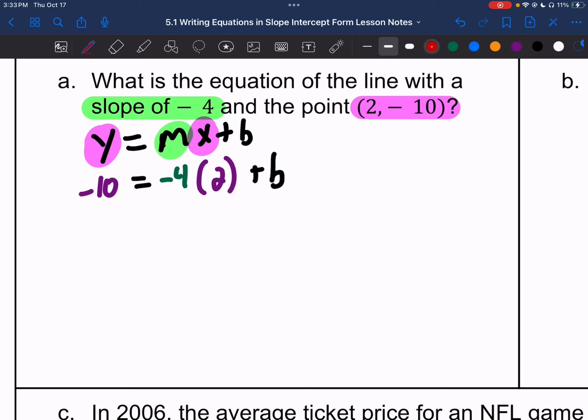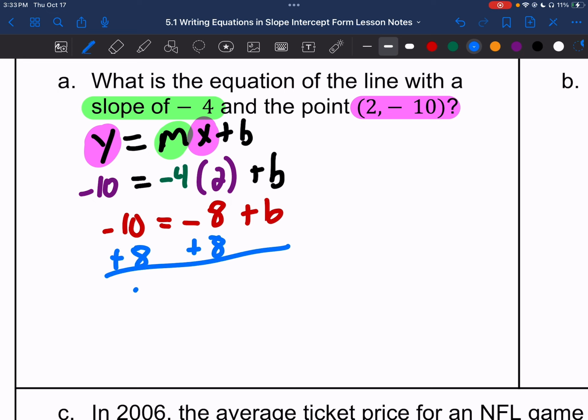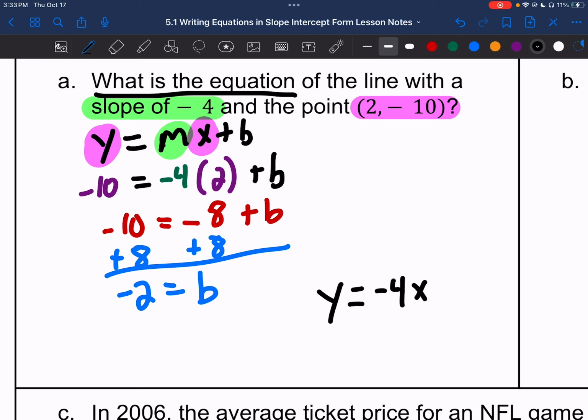Now, my first step is going to be multiply -4 times 2, and so I get -10 is equal to -8 plus b. And my last step is going to be to add 8 to both sides, and I'm going to get -2 is equal to b. So now we need to go back to the beginning, and it said, what is the equation of the line? So the full equation is y is equal to -4x minus 2.